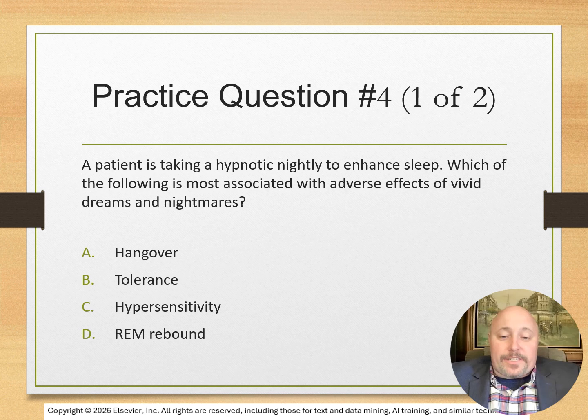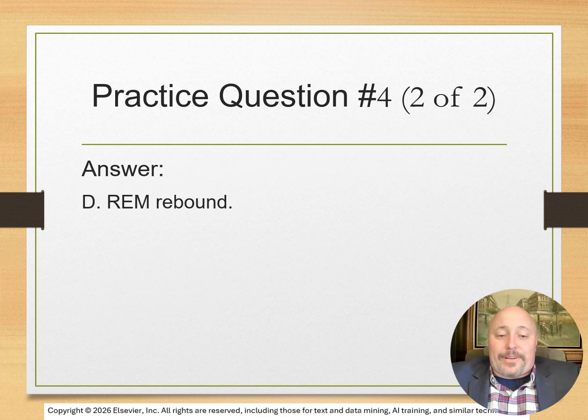Question 4, a patient is taking a hypnotic nightly to enhance sleep. Which of the following is most associated with adverse effects of vivid dreams and nightmares? That'd be A, hangover, B, tolerance, C, hypersensitivity, or D, REM rebound. That answer is going to be D, REM rebound.